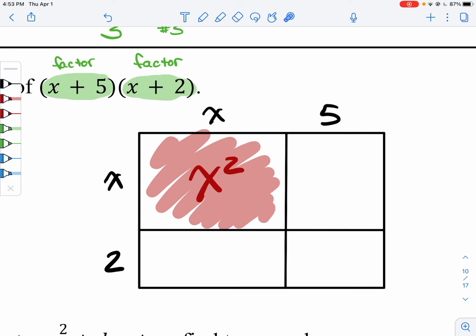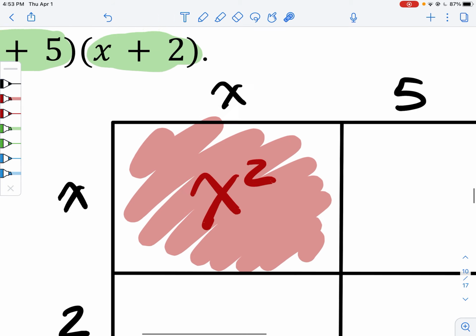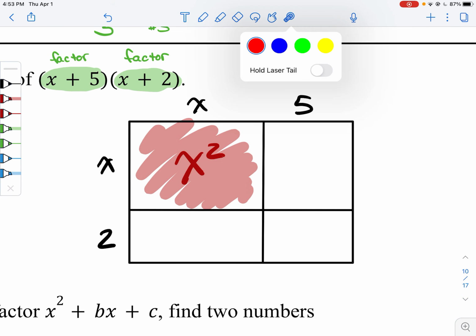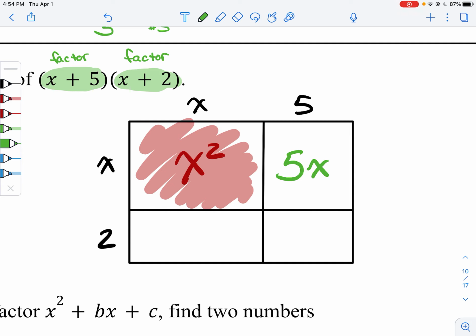You know, this is only a diagram because obviously this is not a square, this is very rectangular, but that's okay. To find the area of this rectangle, we would do 5 times x, which gives us 5x. And for this rectangle, we would do x times 2, which is 2x. And then for this rectangle, we would do 5 times 2, which is 10.